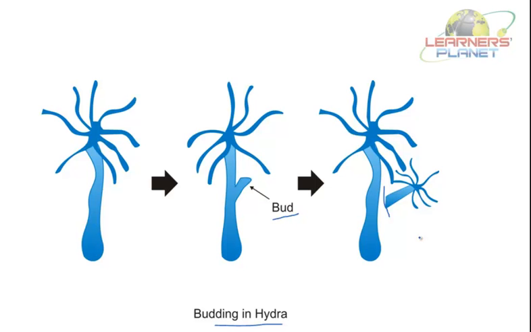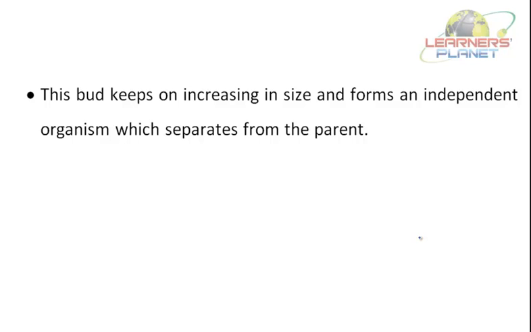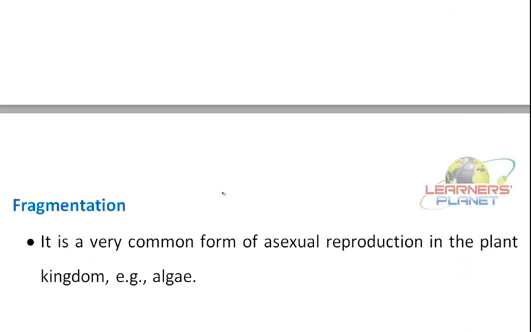Right? So in this way, new plant occurs. This bud keeps on increasing in size and then forms an independent organism which separates from the parent plant. Right? So this was about budding. Budding in yeast and budding in hydra.